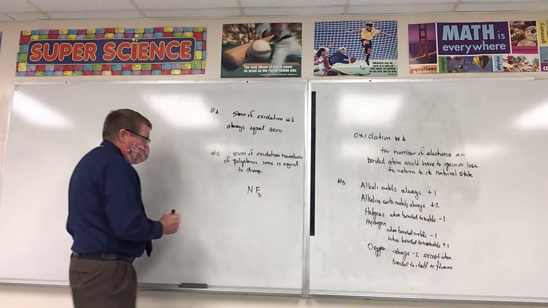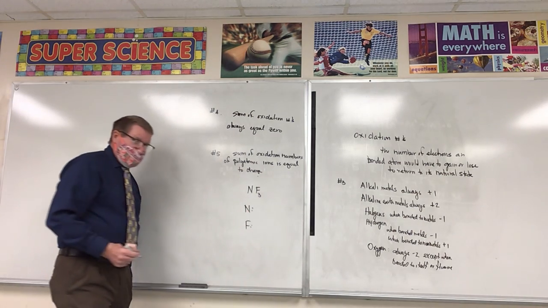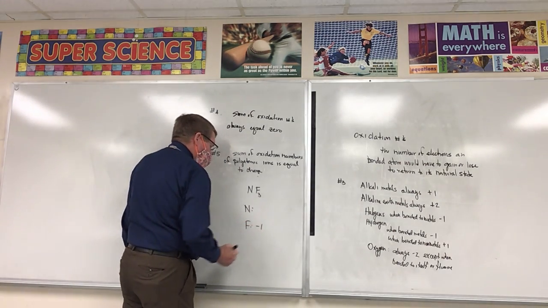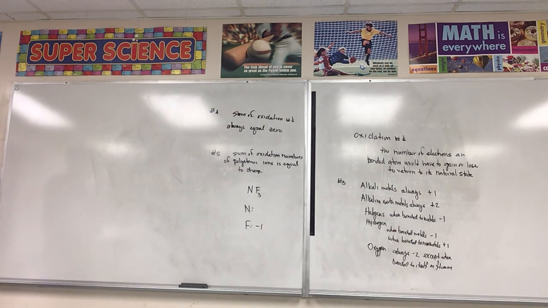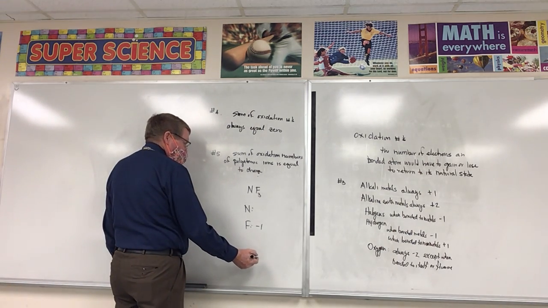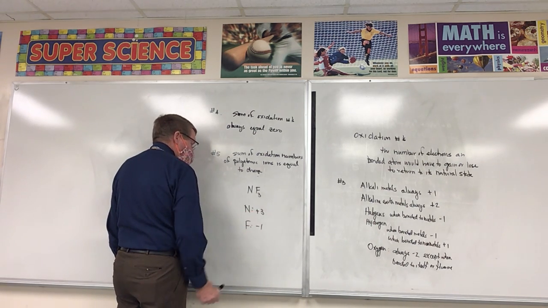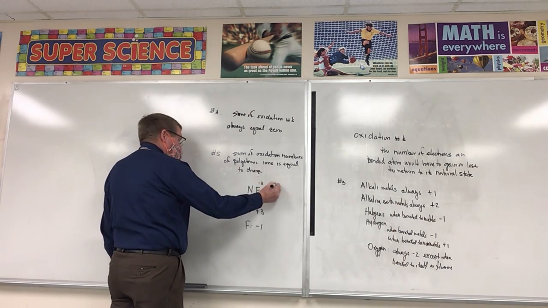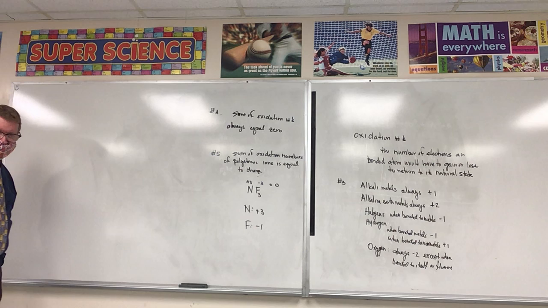All right, NF3. We got N and F. Which one do I know for sure? Fluorine is going to be -1. The halogen is the most electronegative, so it's always going to steal the electron, therefore it's always going to be -1. So nitrogen must be a +3. I get 3 fluorine, that's -3. So what do I add to -3 to get 0? Plus 3. These are my oxidation numbers.